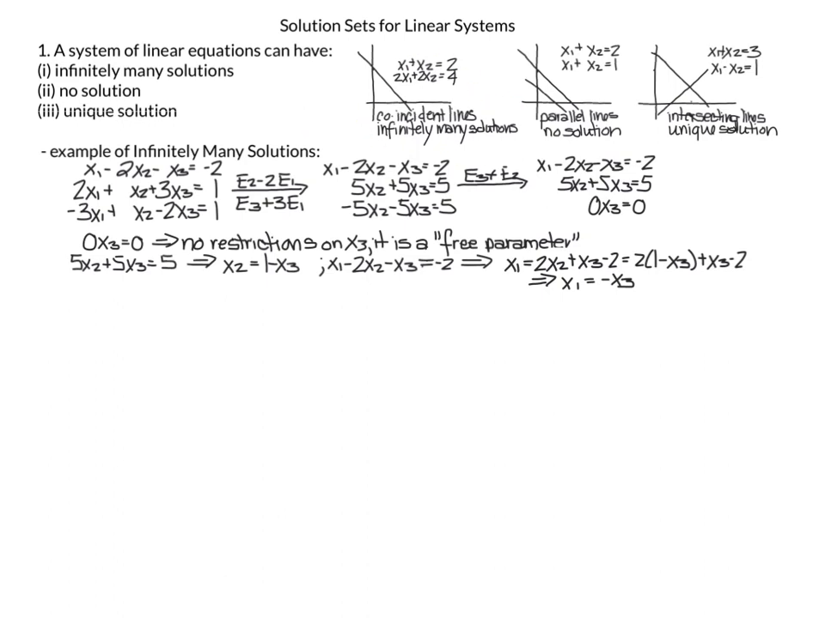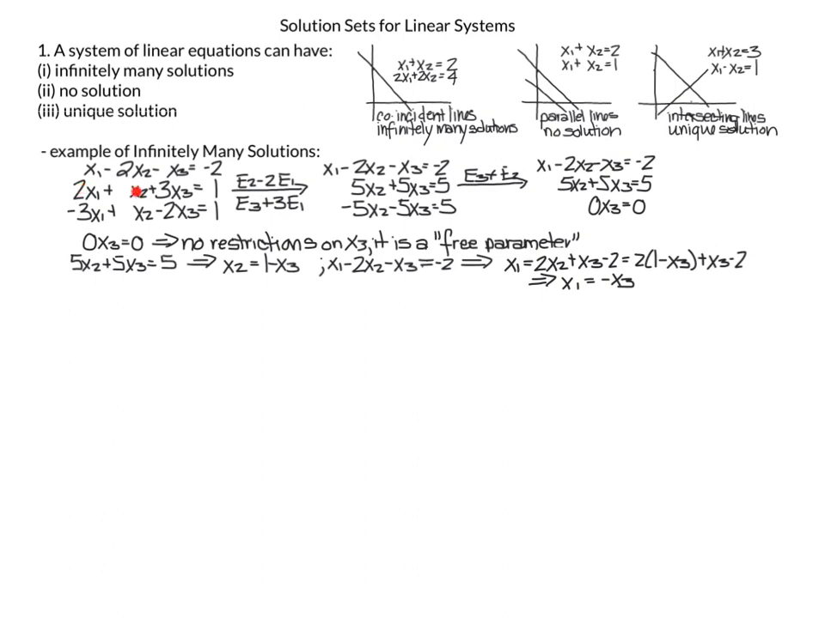Now we have a 3 by 3. So I have x1 minus 2x2 minus x3 equals negative 2. 2x1 plus x2 plus 3x3 equals 1. Minus 3x1 plus x2 minus 2x3 equals 1. And again, I use this notation.